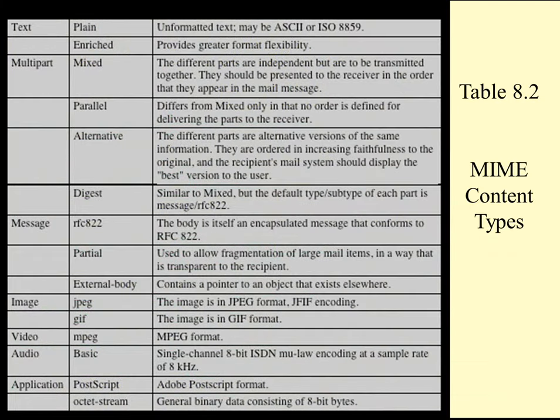So here are the MIME content types. You can see that we still could just send unformatted text, so that would just be content type text and plain. We could have enriched text. This would be like rich text, like HTML, which is how a lot of emails are sent nowadays, so that they have bold and italics and colors, underline, things like that. Like we have with websites.